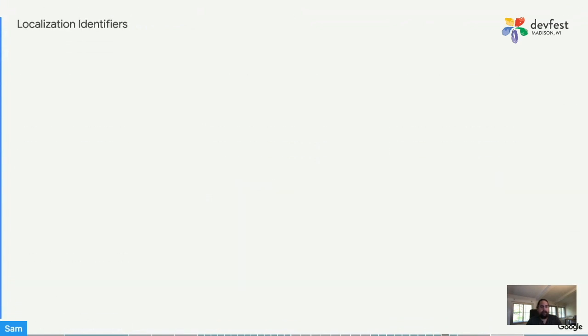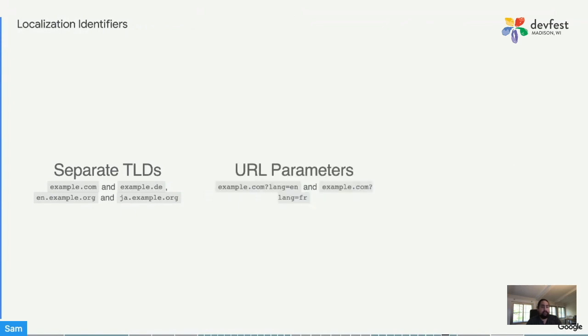There are three common patterns for building identifiers into URLs. The first is to provide different TLDs, for example, example.com or example.de or en.example.org and ja.example.org. The second is to serve localized content based on URL parameters. So example.com?lang=en and lang=fr. And then the final is localizing subdirectories, example.com/en and /es.